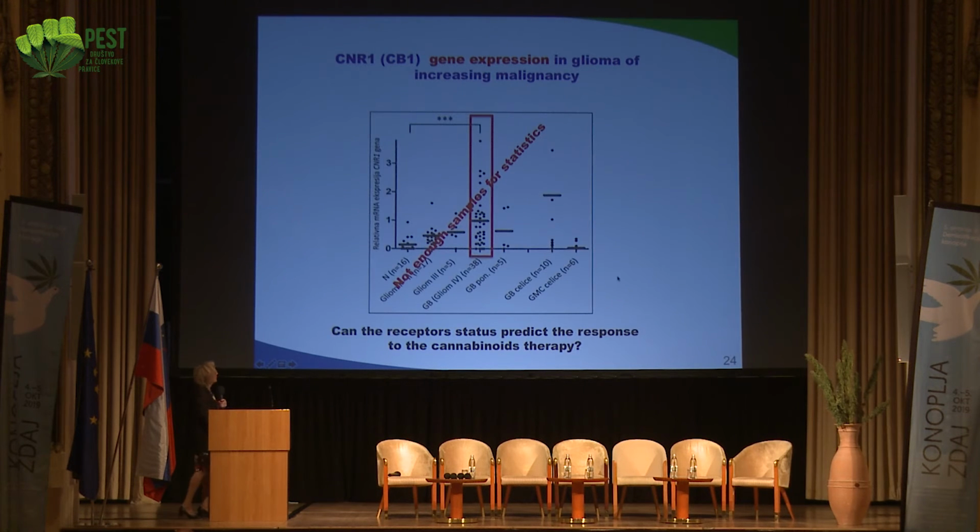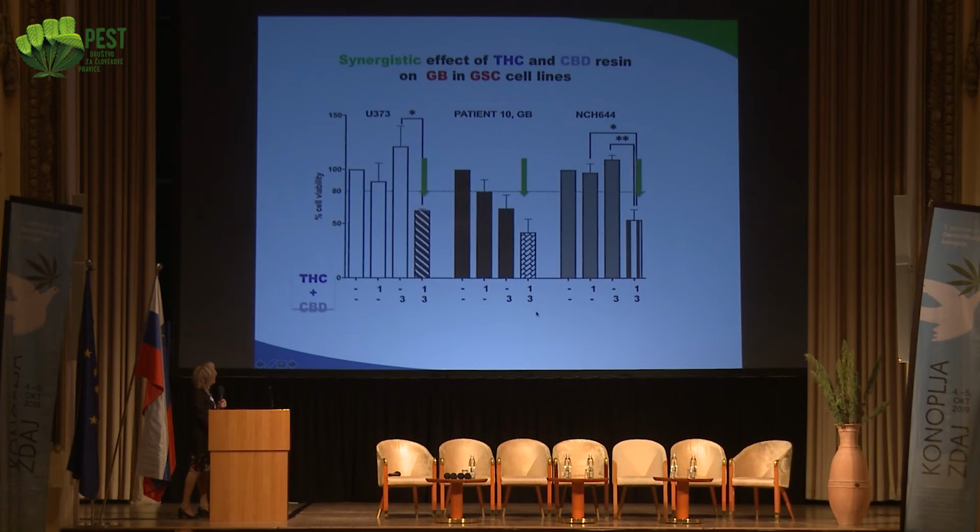The same was seen in one patient, for example. That's just one example. THC alone is effective. CBD alone is effective. But when we mix the two in a 1:3 ratio, for example, we have seen a reduction of the tumor cell viability. So its cytotoxic effect was increased when the two were mixed together.